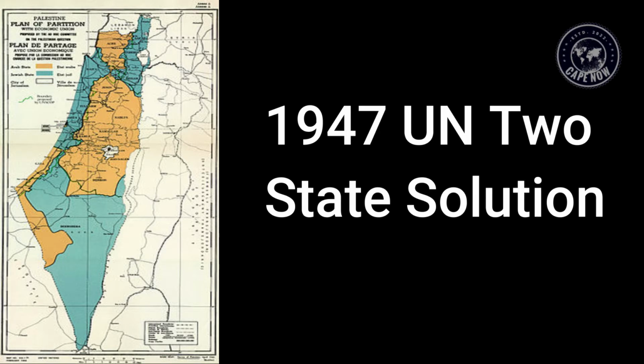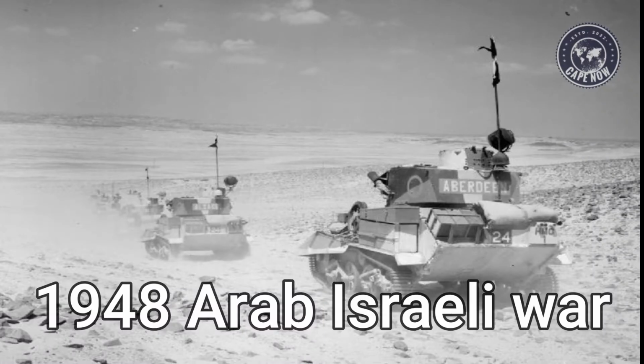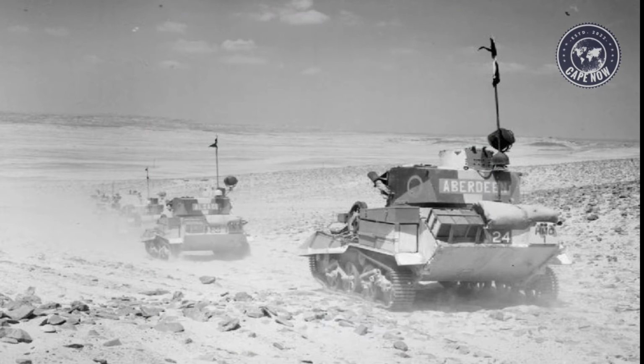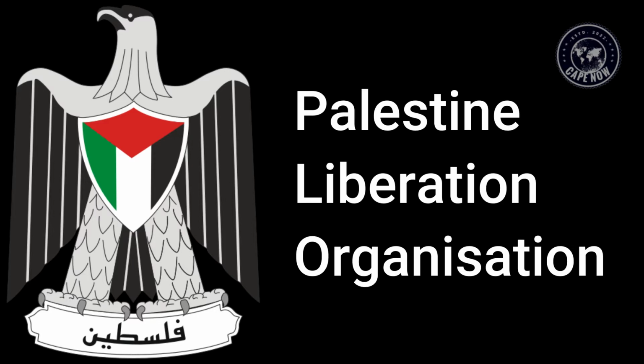In 1947, the UN voted that Palestine be split into separate Jewish and Arab states, with Jerusalem becoming an international city. This plan was accepted by the Jewish leaders but rejected by the Arab side and never got implemented. In 1948, the Arab states of Egypt, Jordan, Iraq, and Syria declared war on Israel. Israel won. The war and the following refugee crisis led to the formation of the PLO, the Palestine Liberation Organization, in 1964 under Yasser Arafat.